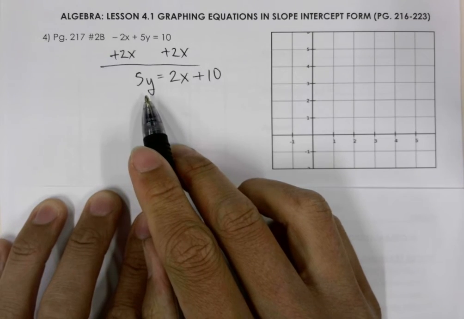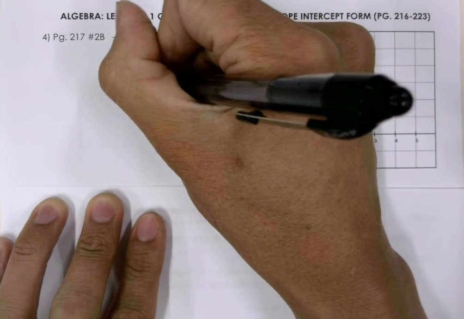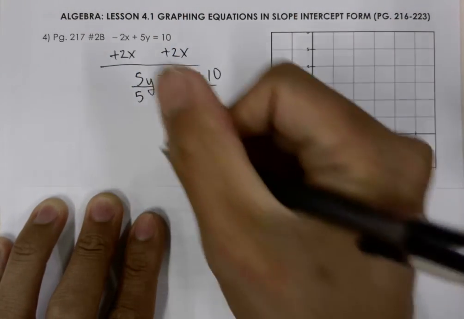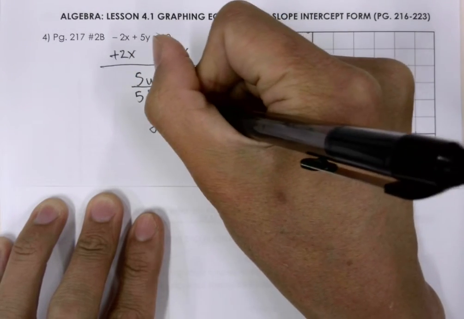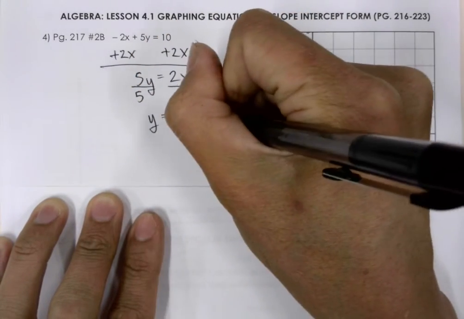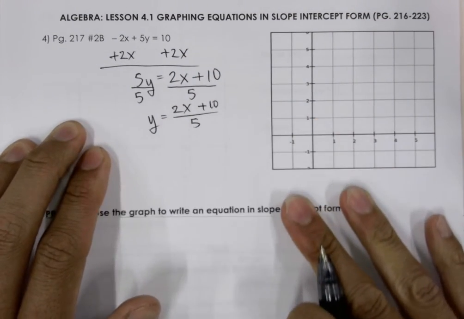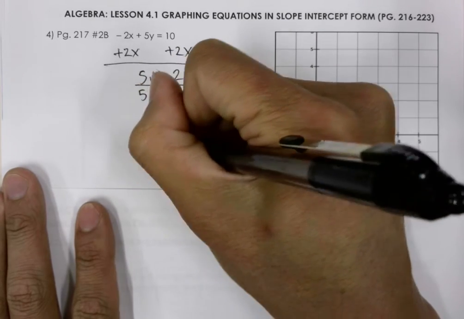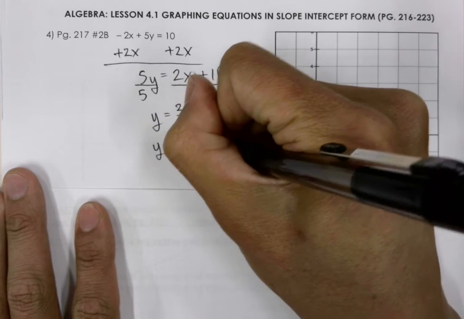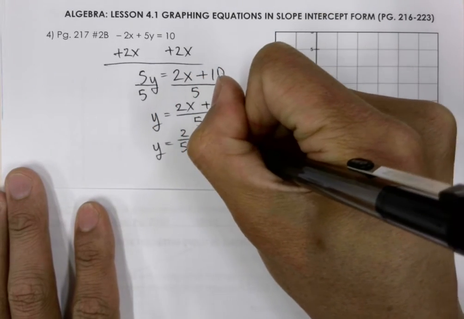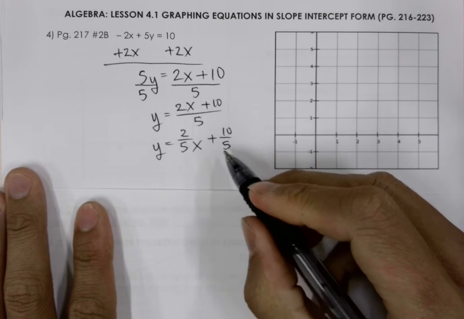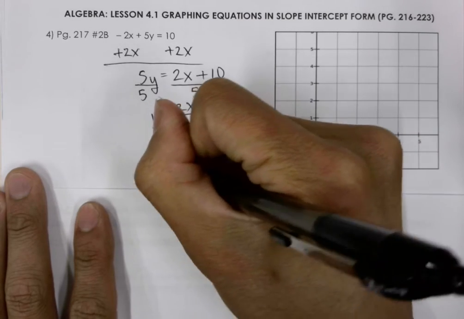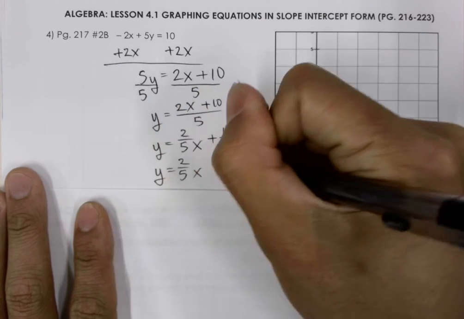Now we want to get rid of the 5 in front of the y, so we're going to divide both sides of the equal sign by that coefficient 5. On the left side, we have y is equal to 2x plus 10 over 5. And again, we can go ahead and split this fraction into two fractions. So we'll get y is equal to 2 over 5 times x plus 10 over 5. This term here we can simplify because 10 divided by 5 is 2, and we're left with y is equal to 2 over 5x plus 2.